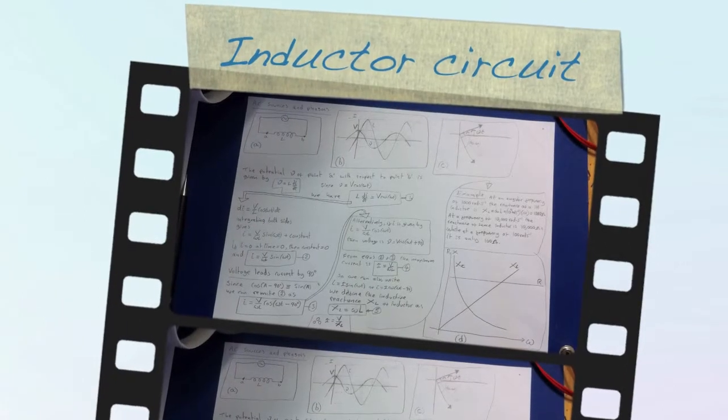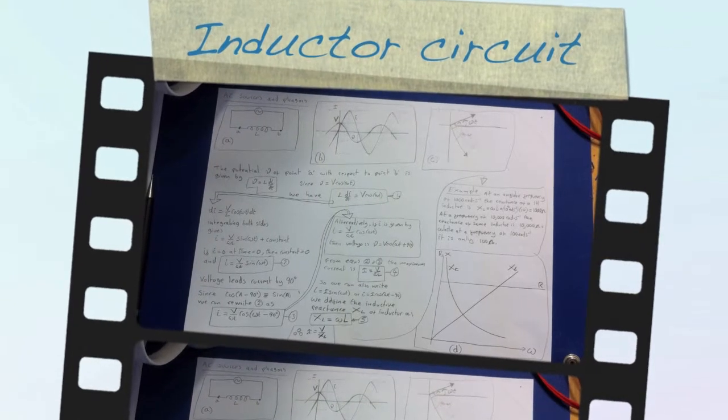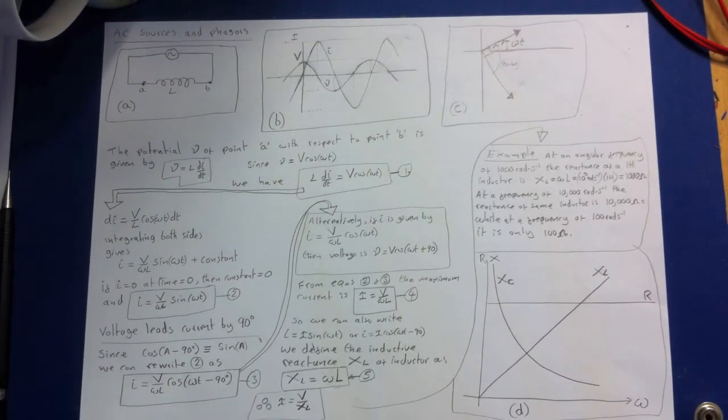Suppose we connect a pure inductor having a self-inductance L and zero resistance to an AC source, as in this diagram A. The potential V of point A with respect to point B is given by V equals L di by dt. And we have that L di by dt is V cosine Wt, okay? So that's the voltage across here, obviously equal to the source voltage.